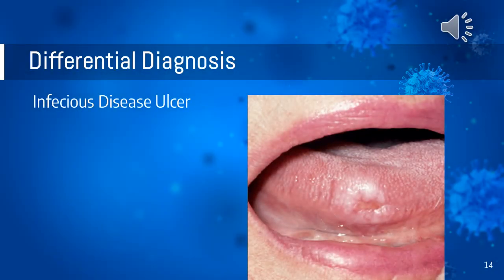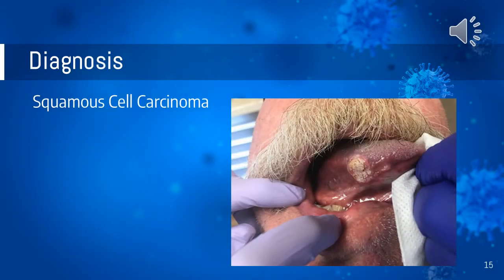Infectious disease ulcer is also a differential diagnosis. But we rarely would find an infectious disease present as a single ulcer with a rolled border, especially in the oral cavity. So as we said before, this man was referred by his dentist to an oral surgeon to evaluate the deep ulcer on the right lateral ventral border of the tongue.